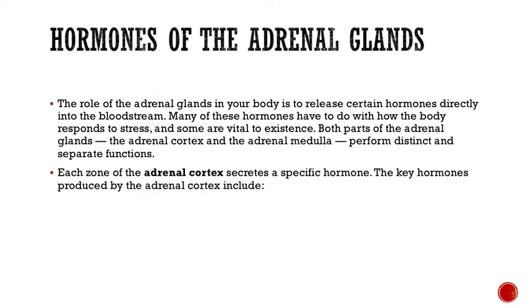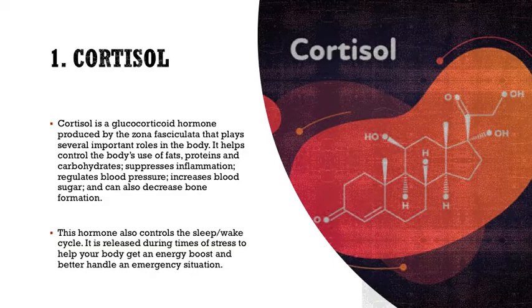Now we'll be talking about the hormones of the adrenal glands. So the role of the adrenal glands in your body is to release certain hormones directly into the bloodstream. Many of these hormones have to do with how the body responds to stress, and some are vital to existence. Both parts of the adrenal glands, the adrenal cortex and the adrenal medulla, perform distinct and separate functions. Each zone of the adrenal cortex secretes a specific hormone. The key hormones produced by the adrenal cortex include cortisol.